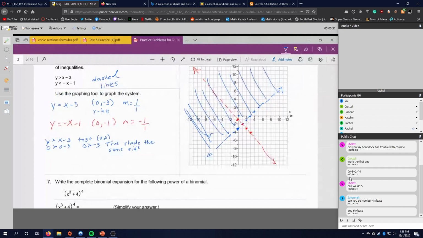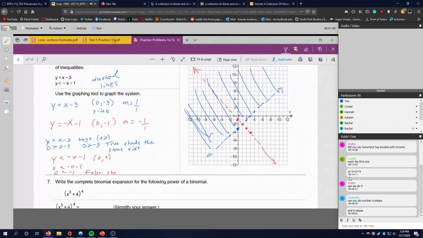And now I need to test a point for the red line. So y is less than -x minus 1. I'm going to test 0, 0 again, but you have to go back to the inequality. So this says 0 is less than -1. That is false. That is not true.